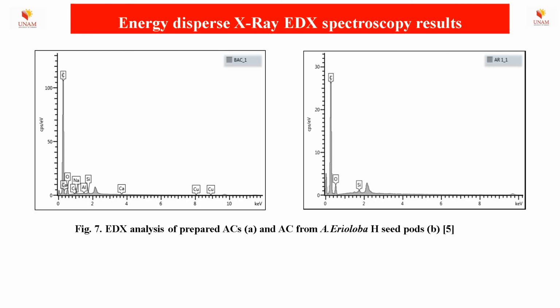Now the energy dispersive X-ray, EDX, spectroscopy results. Here you can see we are getting more than 90% carbon, with some amounts of calcium, oxygen, sodium, silica, alumina and copper. And with B1 you can see only oxygen and silica, and most of it is carbon.